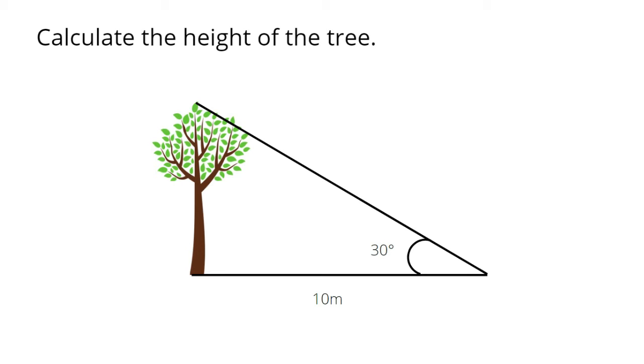Okay, let's see your first problem. A person is standing 10 meters away from a tree and can see the top of the tree from an inclination angle of 30 degrees. Knowing that data, he wants to calculate the height of the tree. So let's do that.